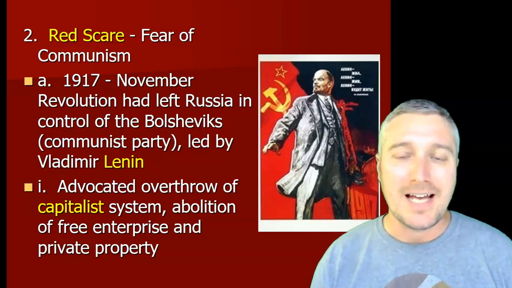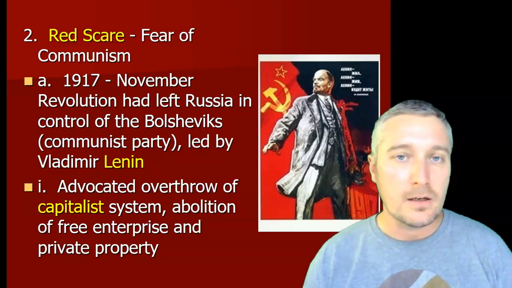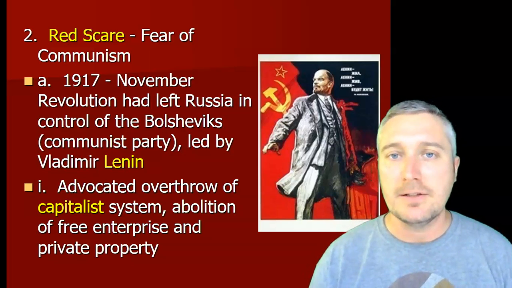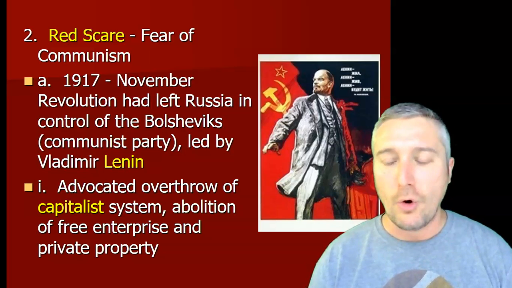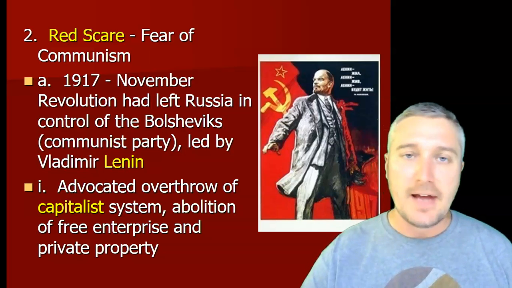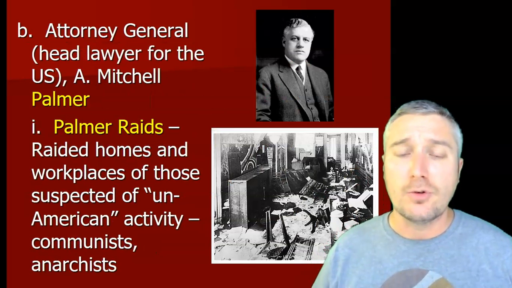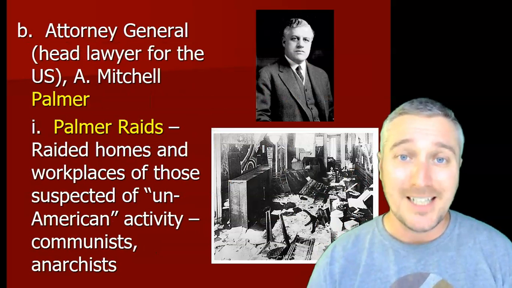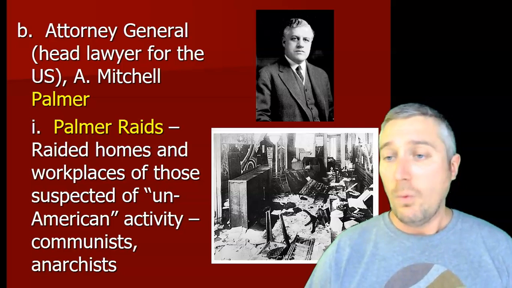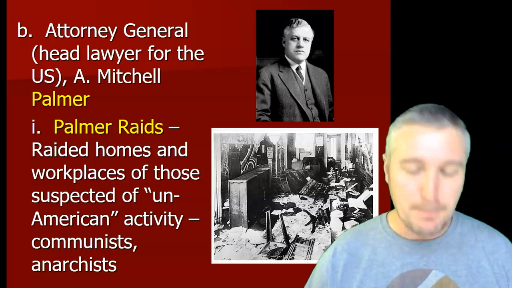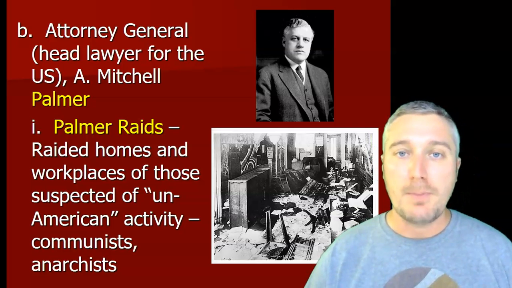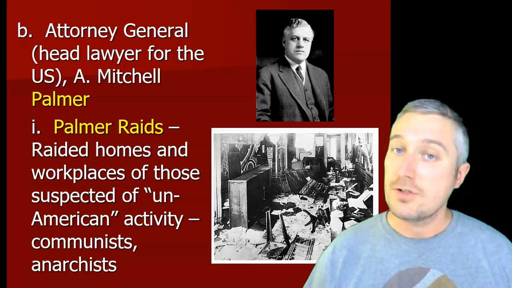This becomes known as the Red Scare, the fear of communism in the United States. And in the 1920s, we're going to see this take hold. And we're going to see a number of actions taken by the government in order to try and stop the spread of communism here. So, one of the ways they tried to stop communism from spreading was by arresting those who had ties to communism.